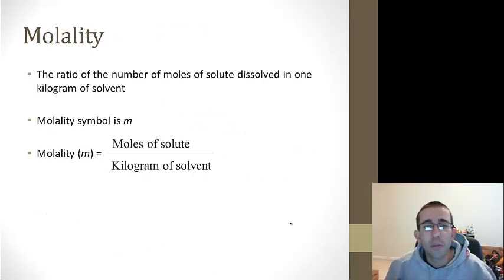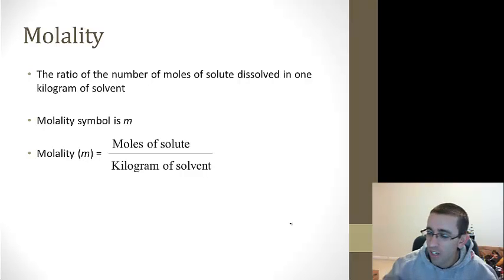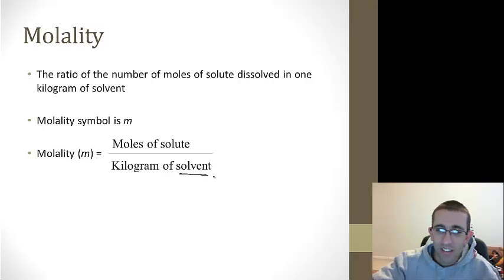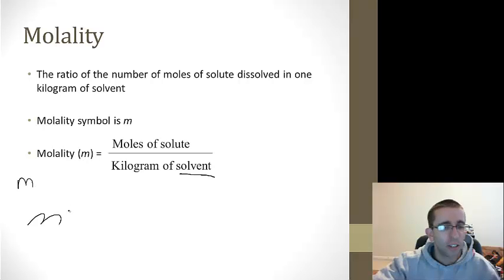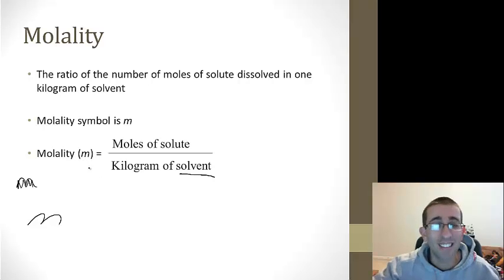One more calculation you need to be able to do is something called molality. Molality is moles of solute divided by kilograms of, this time, solvent. This is abbreviated with a cursive or italicized m. So a lot of times you'll see me write it slanted, so I won't do a regular M.